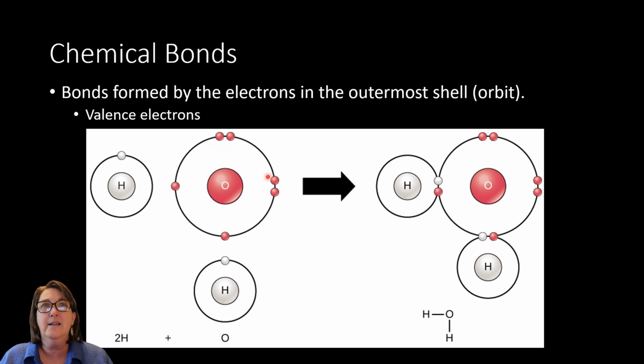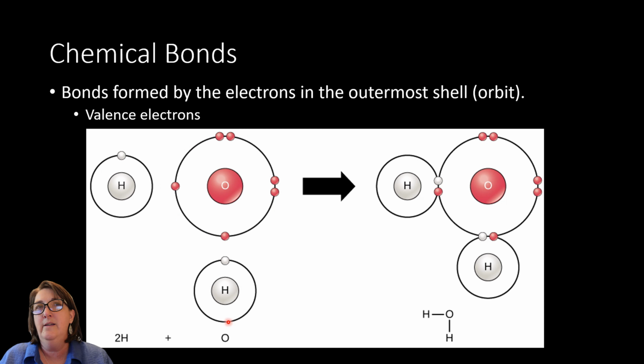Oxygen here has 6. So oxygen has 6, it wants 8. So it's going to take one from this hydrogen. It's going to take one from this hydrogen. So it's going to borrow these two to give oxygen 8. And when it gives oxygen that 8, it's going to be stable for a little bit.